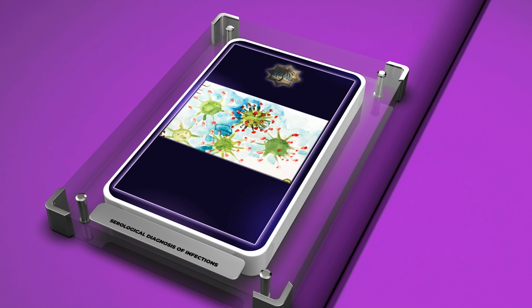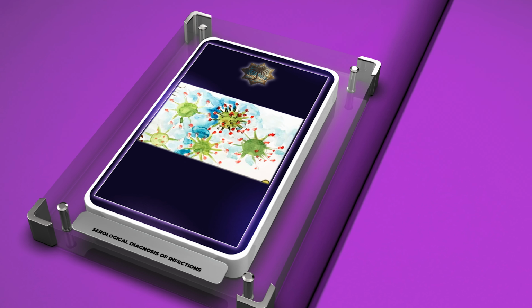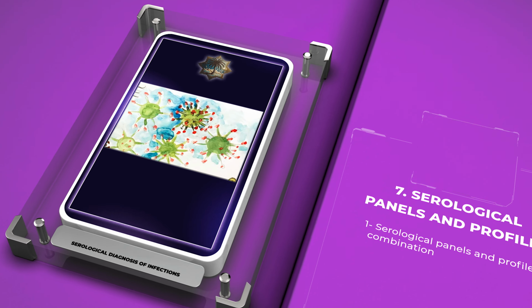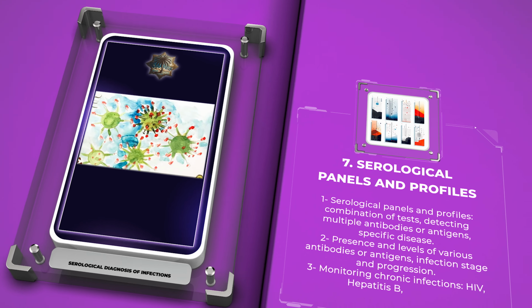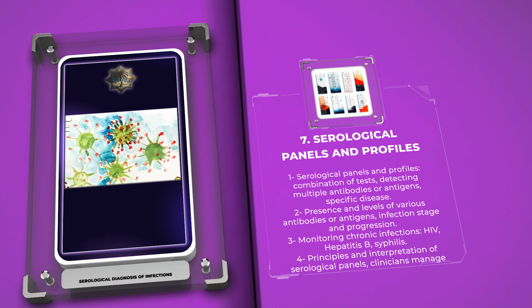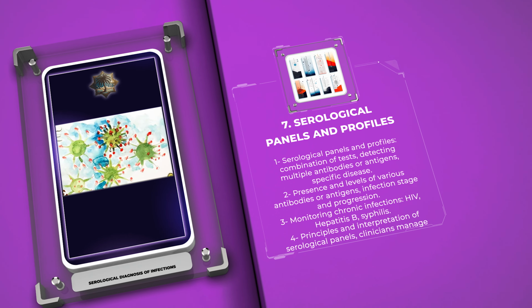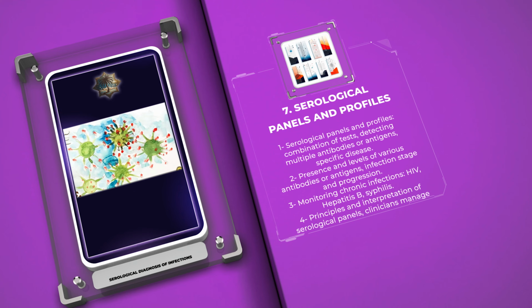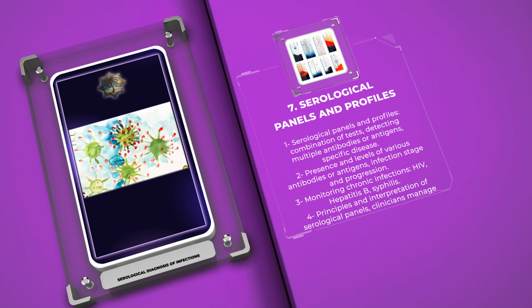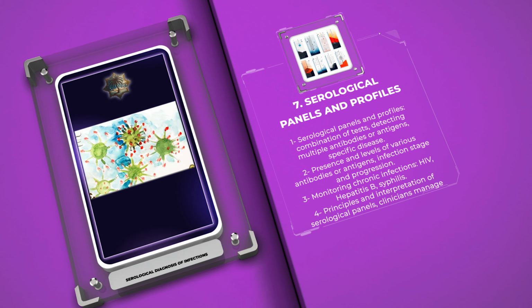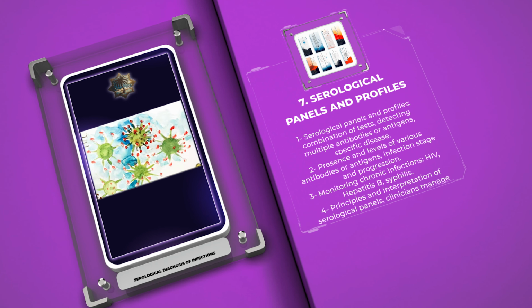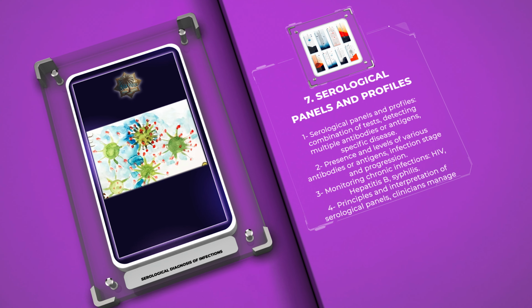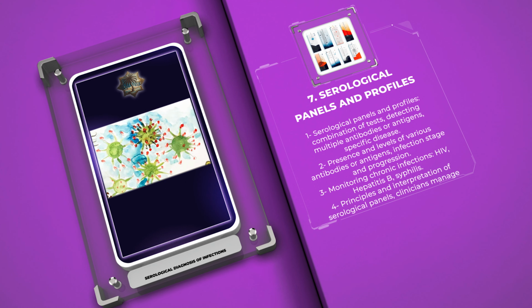Serological panels and profiles consist of a combination of tests aimed at detecting multiple antibodies or antigens related to a specific disease. By analyzing the presence and levels of various antibodies or antigens over time, the infection stage and progression can be determined. These panels and profiles are particularly useful in monitoring chronic infections like HIV, hepatitis B, or syphilis. A comprehensive understanding of the principles and interpretation of serological panels helps clinicians manage these diseases more effectively.